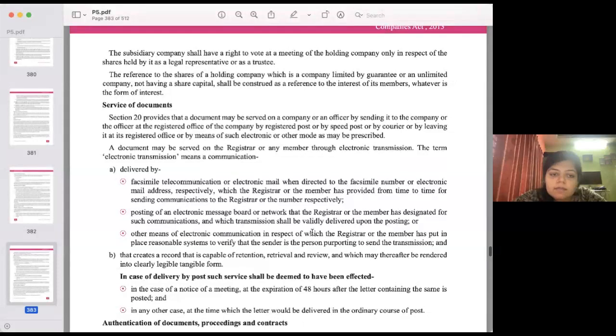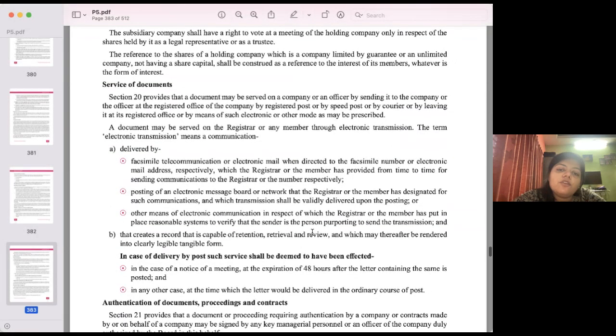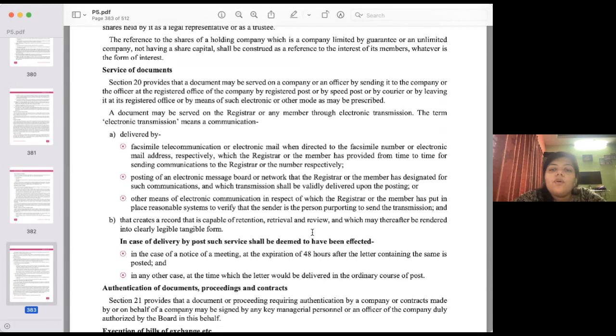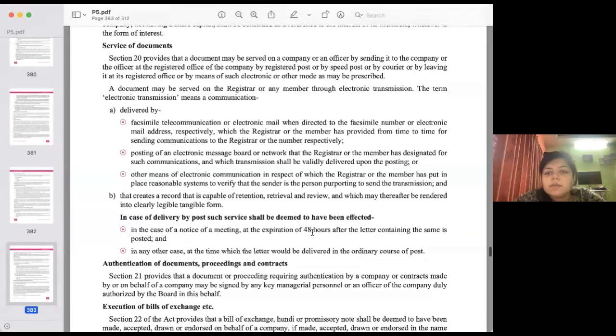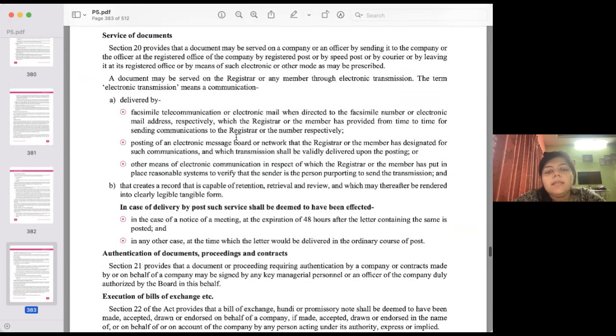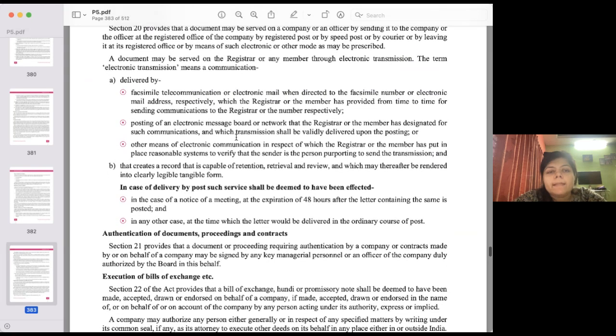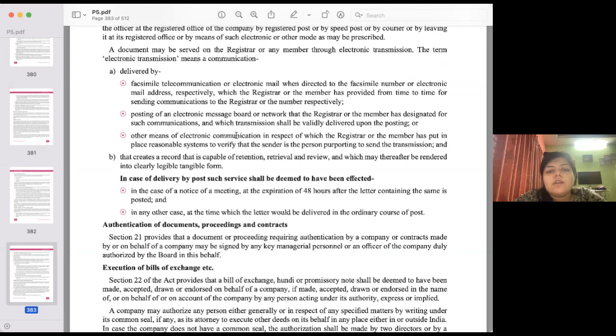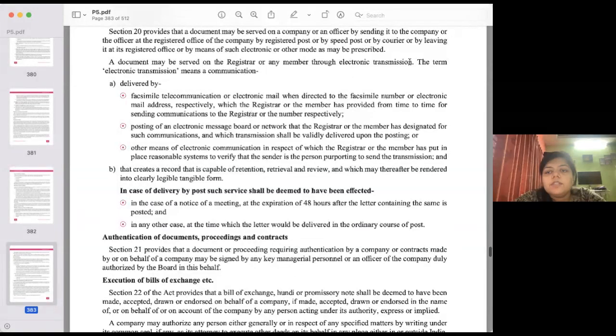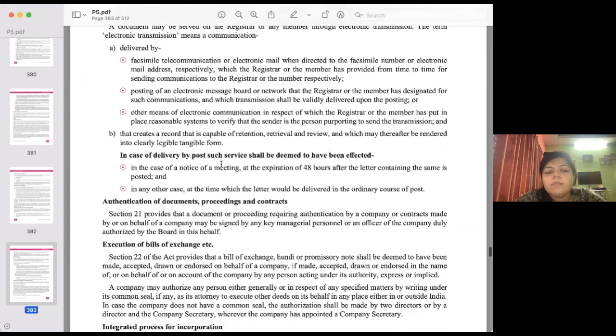Service of documents. Section 20 provides that a document may be served on a company or any officer by sending it to the company or the officer at the registered office of the company by registered post, or by speed post, or by courier, or by leaving it at its registered office, or by such electronic or other mode as may be prescribed. And secondly, the document may be served on the registrar or any member through electronic transmission. Electronic transmission includes a fax, an email, and all such electronic messages.